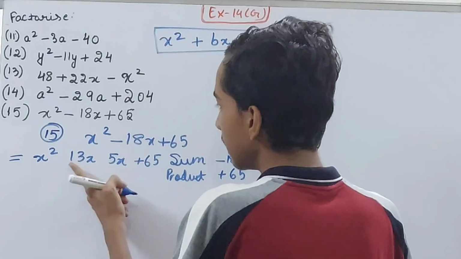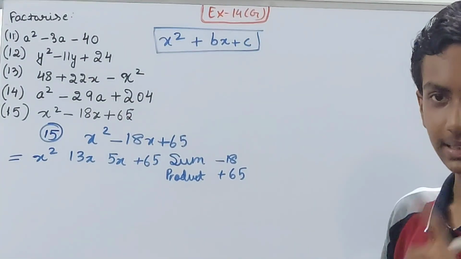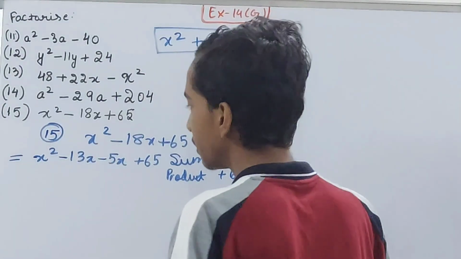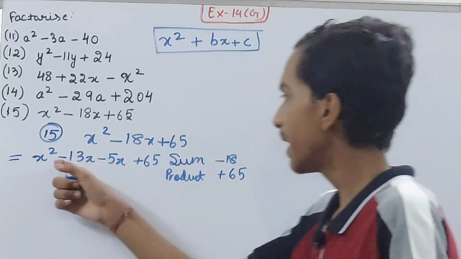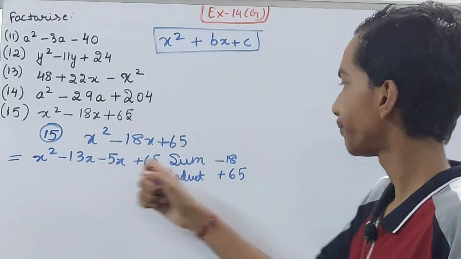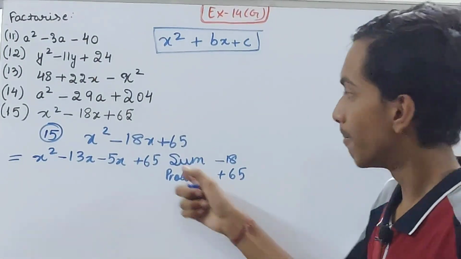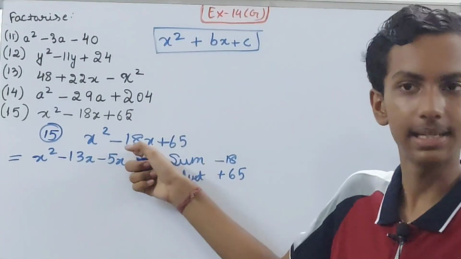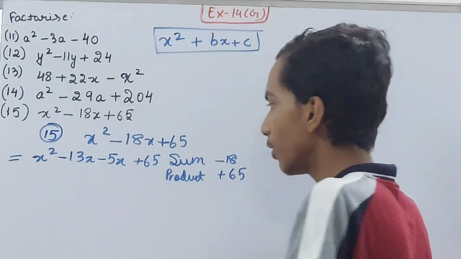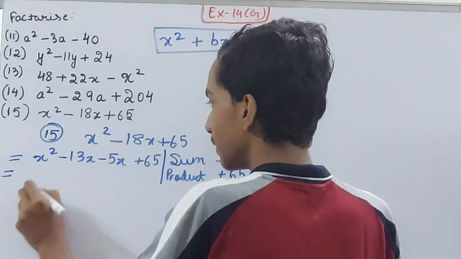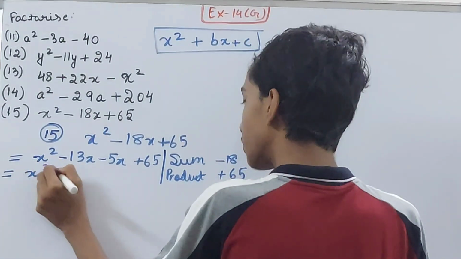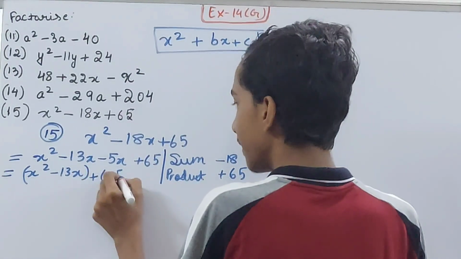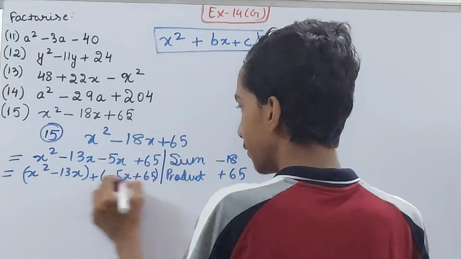Now give it the signs. See, product is positive and sum is negative. That means what? Either minus and minus, both the terms will be minus and minus. Minus 13 into minus 5 plus 65, minus 13x plus minus 5x minus 18x. So now we have done the sign work, that is to play with the signs. You can make the groups now. X square minus 13x in one group, minus 5x plus 65 in another group.